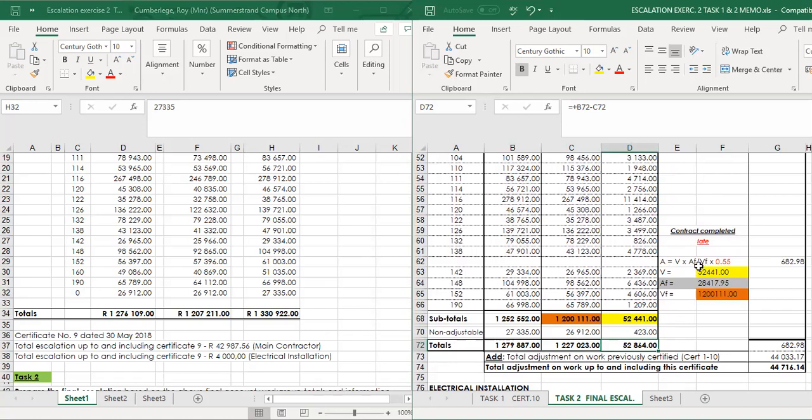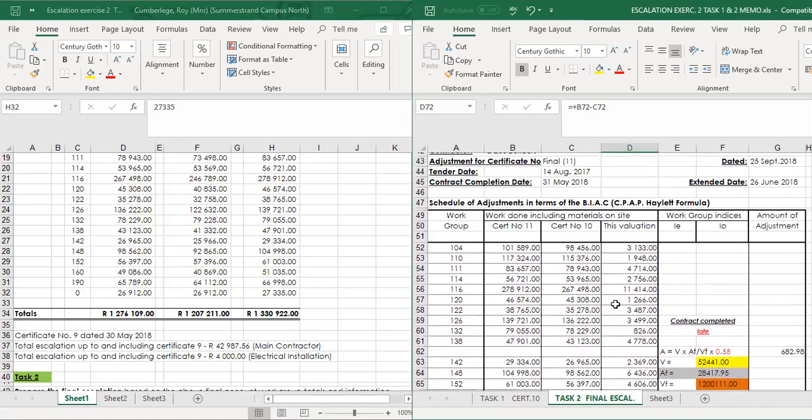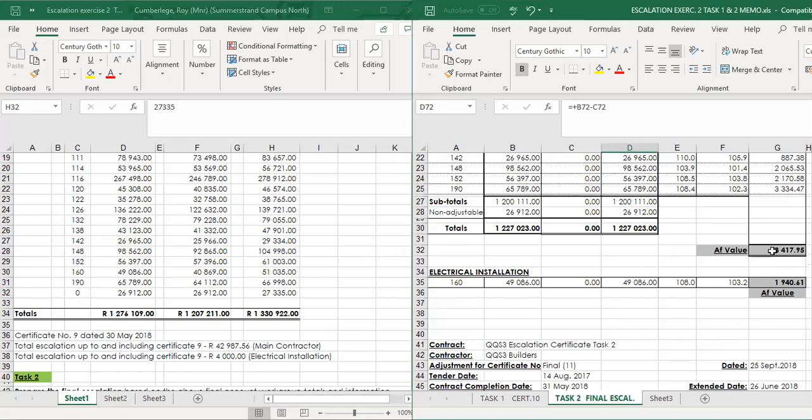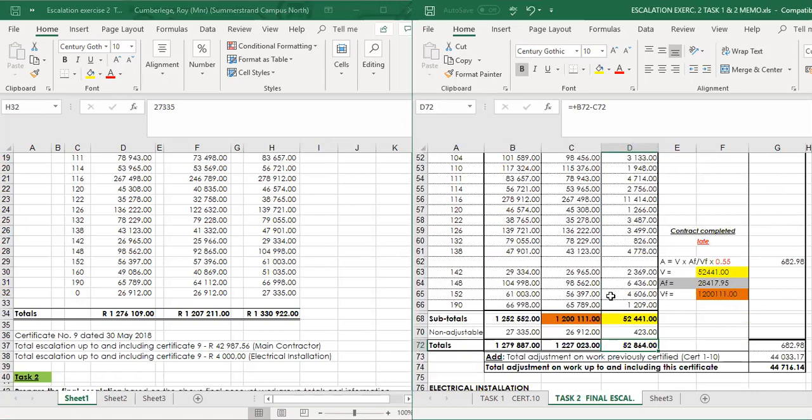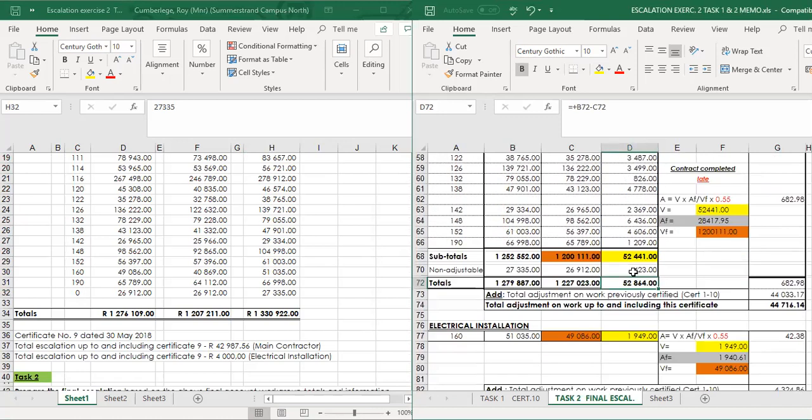So we've determined the AF value previously, the AF value for the main contractor as well as for the nominated subcontractor. In this case, we've determined the outstanding amount due to the contractor, the V value. So AF divided by VF, times V, apply the 0.55 factor because the contractor is late, and that should give you an amount of 682 Rand and 98 cents. Escalation still due to the contractor.